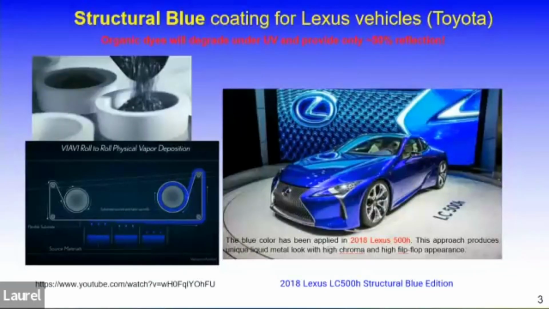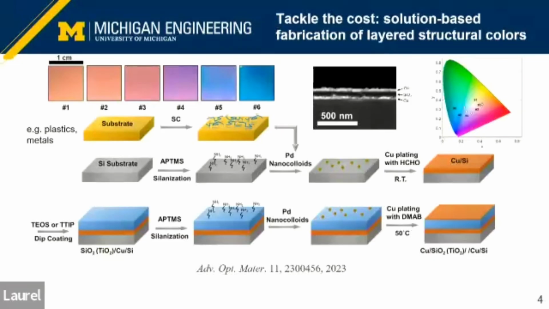blue color. But even though the color is pretty, why don't we just use it everywhere in our automobiles? It is actually deposited by a vacuum-based technique as well, so it is extremely expensive. I don't know the exact cost for this car, but it is only for extra luxury and expensive models. So it is our job to figure out how we can tackle the cost issues if we really want to use structural color in the automobile industry.